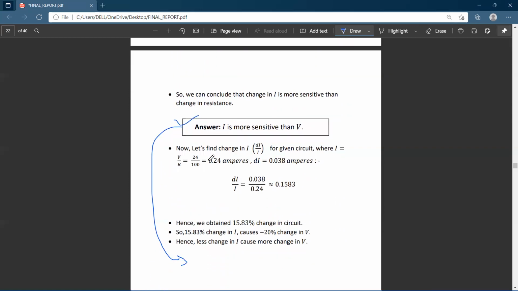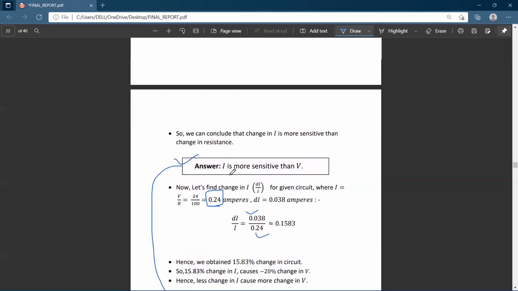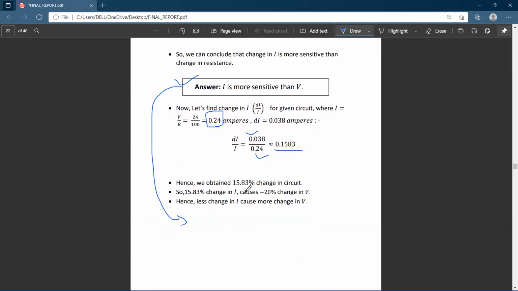After that we will find the percentage change in I, which is dI/I. dI is already found, and I is 0.24, the current found from I = V/R using the initial values. Dividing dI by 0.24, we get this. This is 15.38, the percent change in current.